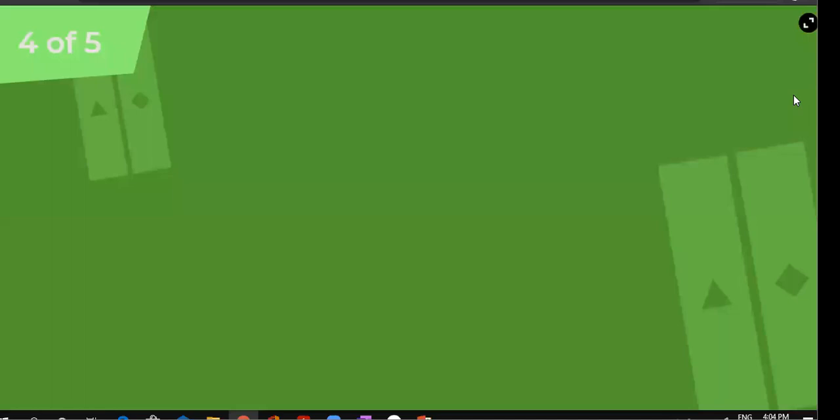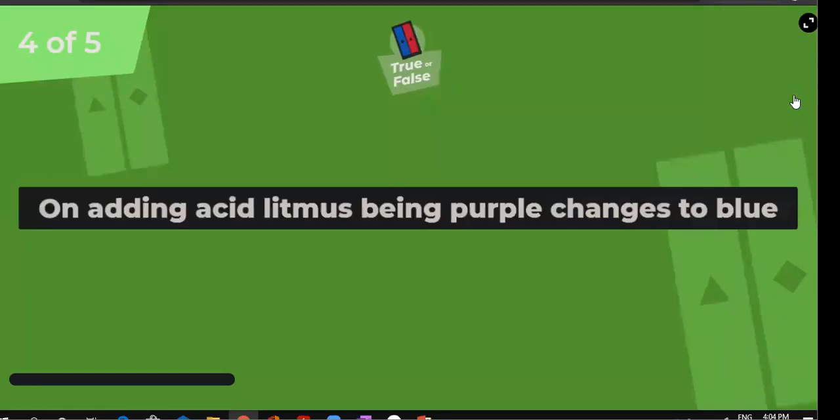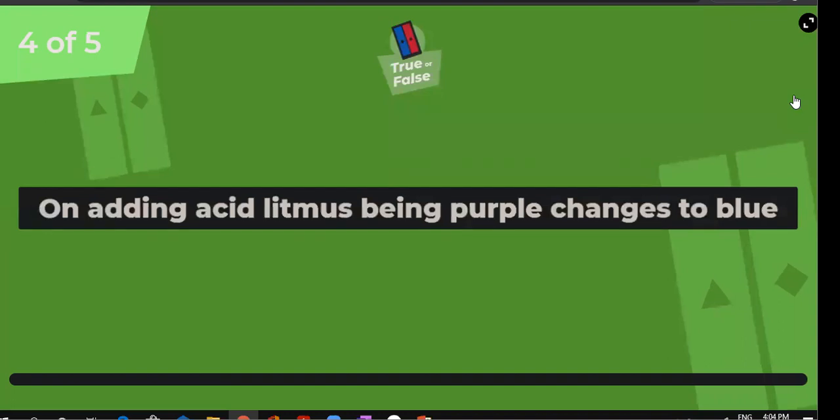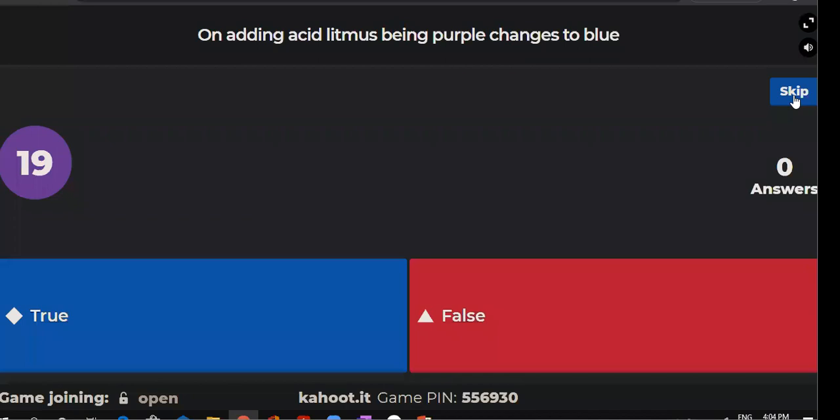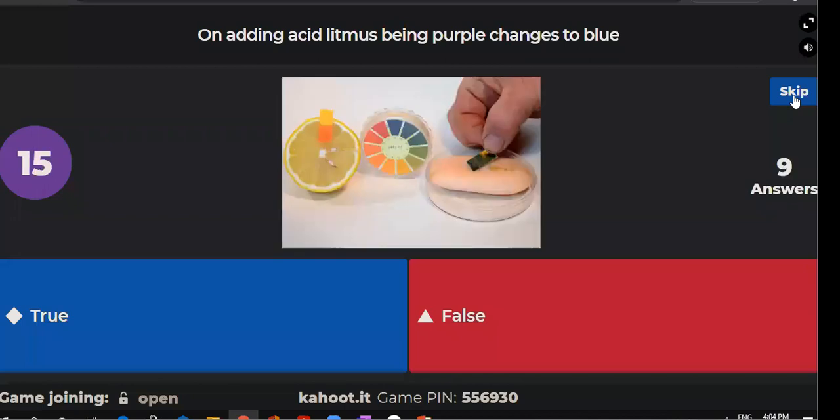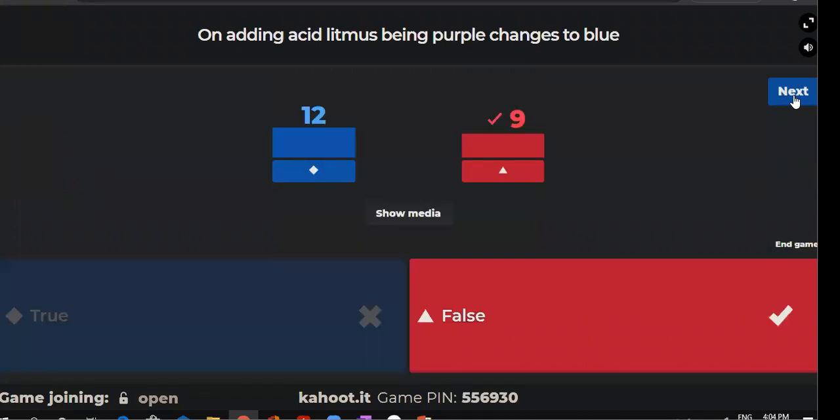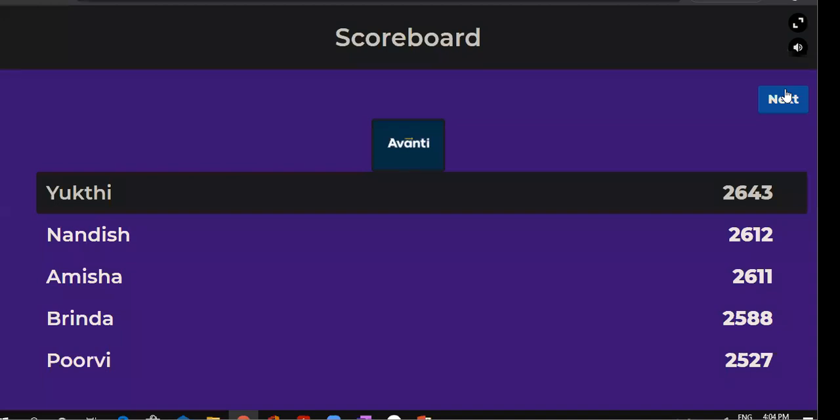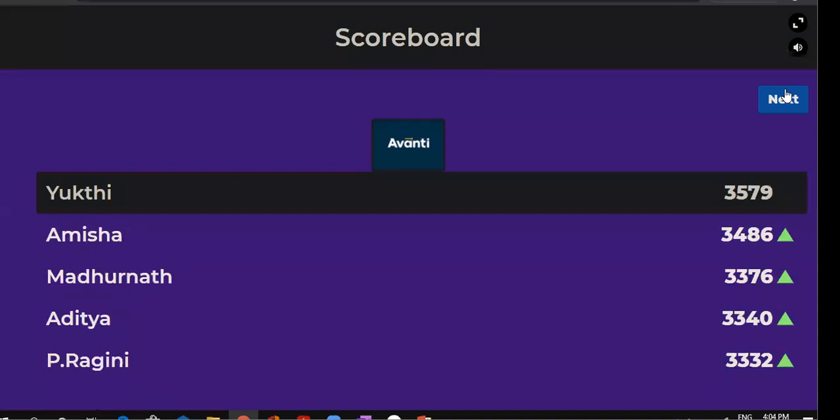Fourth problem, second last. On adding acid, litmus being purple changes to blue. Acid, tell me, which color? In acid, litmus turns to which color? False, right? We just studied in acid it turns red. Let's see who's in the game. Okay, so Nandish is replaced by Misha.